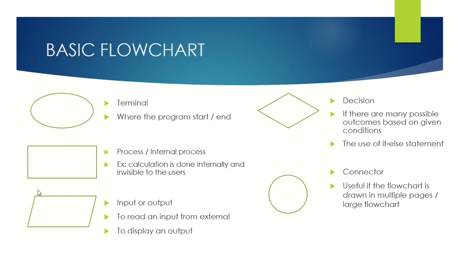Okay, the second one rectangle ni, this is the process ataupun lebih internal process lah. Okay, so process ni sebagai contohnya you punya program nak buat calculation on something lah. Okay, the calculation is actually done inside the system. Tapi benda ni dia invisible lah. Maksudnya dia tidak boleh dilihat oleh user. User tak tahu, tak perasan pun. Tapi benda tu berlaku lah at the background.